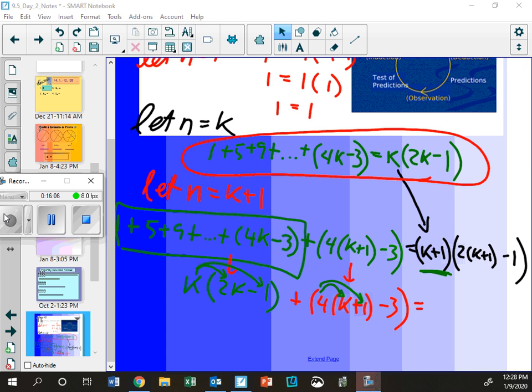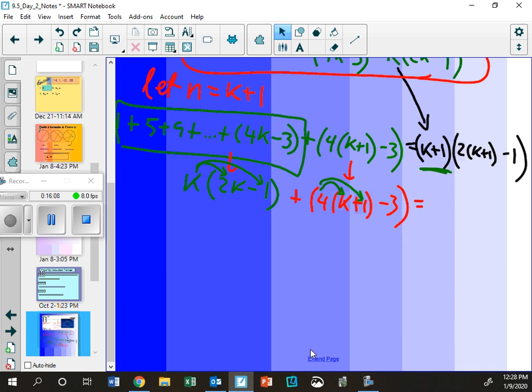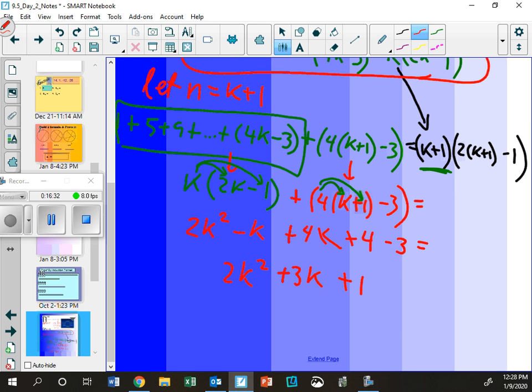Okay, so here's how you would do it. First of all, I suggested you multiply it all the way out, so we got 2k squared minus k plus 4k plus 4, and then a minus 3. And then I'm going to put that all together. 2k squared, my k's are getting weirder and weirder. Hold on. 2k squared plus 3k plus 1. That's not even that hard. That factors easily.